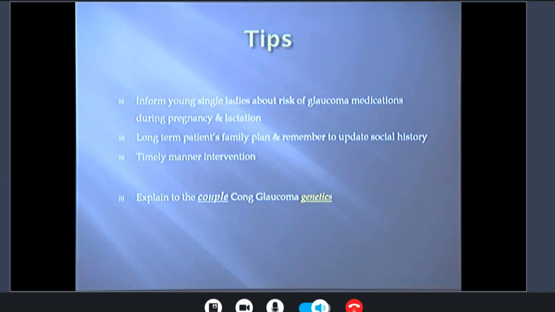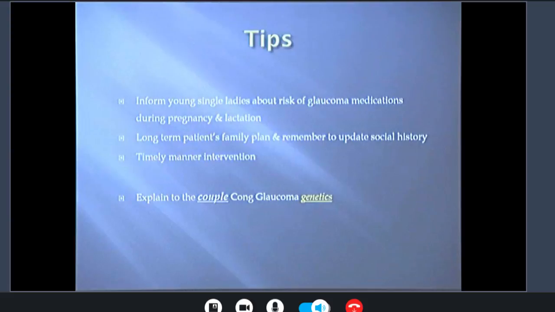Always remember to update the social status of the ladies. Okay, are you pregnant, lactating? Always review what happened during the last pregnancy. So if she went into the 20s and she lost some of her field, or her optic disc cupping, for example, increased, then it was wrong management during that pregnancy. We have to refine it now. Okay, and always choose the timely manner of intervention.